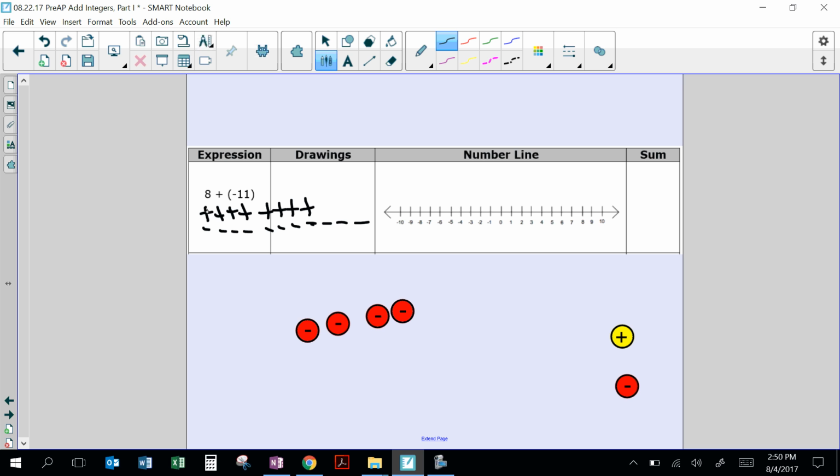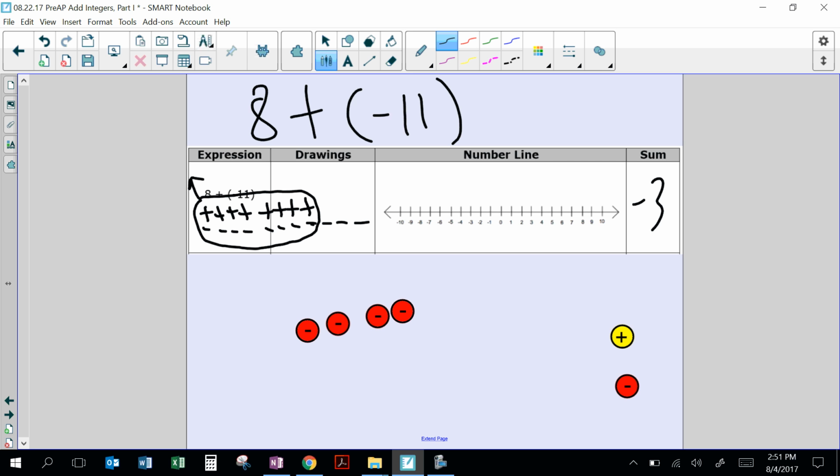What happens when you put a positive and negative together? They become 0 because they cancel out. So all of these will cancel out. Bye-bye. What do you have left as a sum? Negative 3. So 8 plus negative 11 is equal to negative 3.